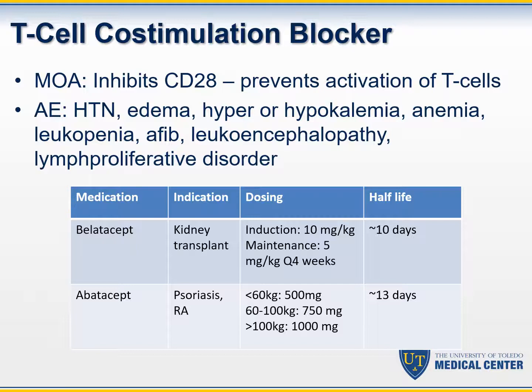The adverse effects listed here are mainly for belatacept. Because abatacept is more used in psoriasis, there are in general a lot fewer adverse effects associated with it, but belatacept, because we use it in our high-risk population, there are going to be a lot more reported adverse effects. So it can affect your electrolytes, again, hypertension, anemia, leukopenia, some encephalopathy, and some cardiac dysfunction, so AFib. So you really have to watch out in these patients.